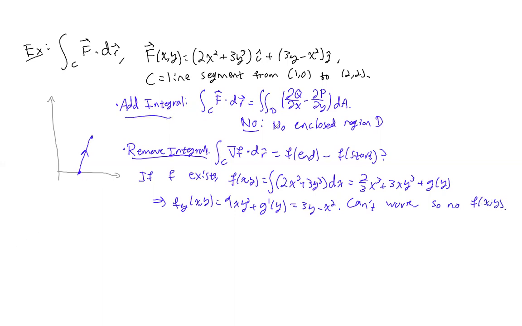So we can't add the integral, we can't remove the integral. This leaves us with the direct approach. That's the only thing we can do at this point. Because we can't add an integral because this doesn't enclose a region. We can't remove an integral because this vector field isn't conservative. So we can only use the direct approach in this case, which is fine. We need to parameterize r of t.